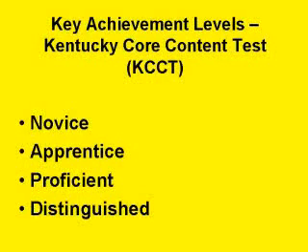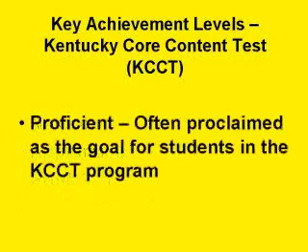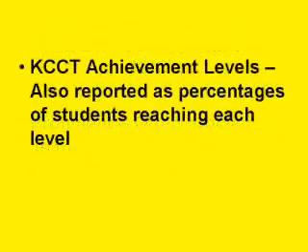Just like the NAEP, there are key achievement levels in the Kentucky Core Content Tests as well. Those are called novice, apprentice, proficient, and distinguished. The key achievement level we're going to use in the Kentucky Core Content Test is the proficient level. This level is often proclaimed as the goal for students in the Kentucky Core Content program.